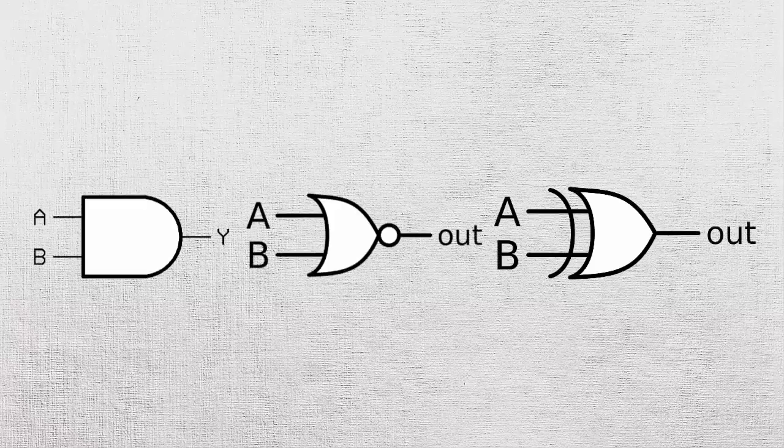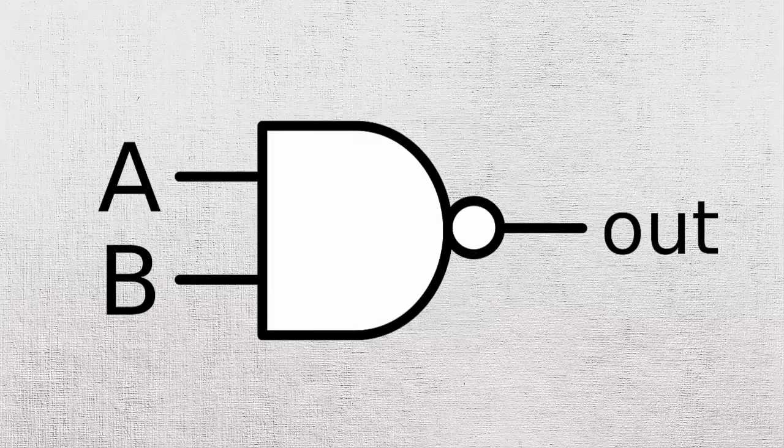One thing that I need to remind you about is that the shape of these gates really does matter, since adding a circle can mean the difference between an AND or a NAND gate.